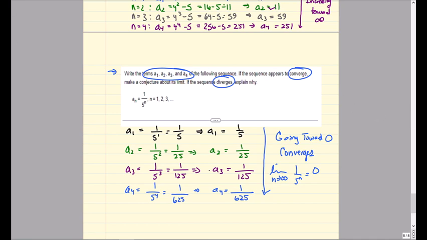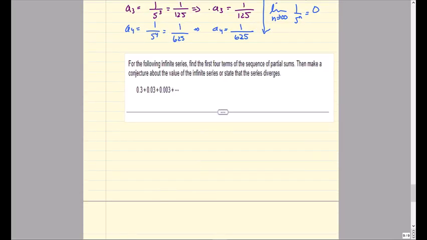So we've had one diverge and we've had one converge. This one has quite a few different things about it, so we have to read this one carefully. With the terms here, it says for the following infinite series. So we're not looking at a sequence, we're looking at a series. And so the series is the sequence of partial sums. So partial sums are involved in here.